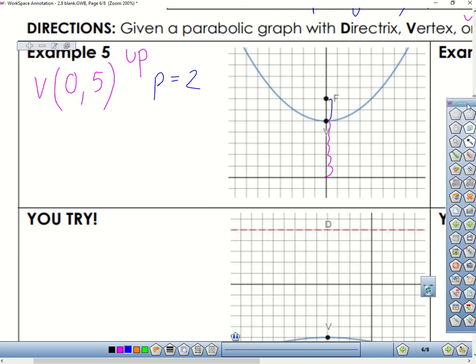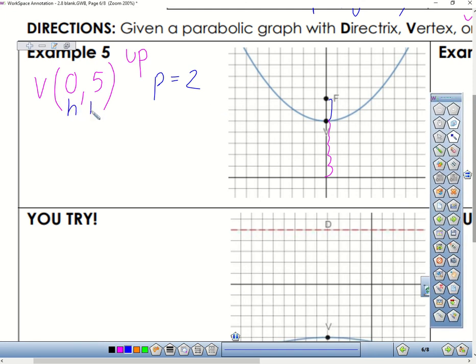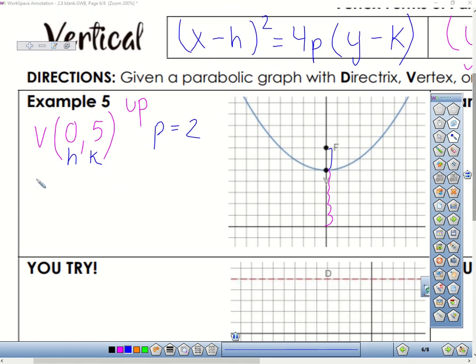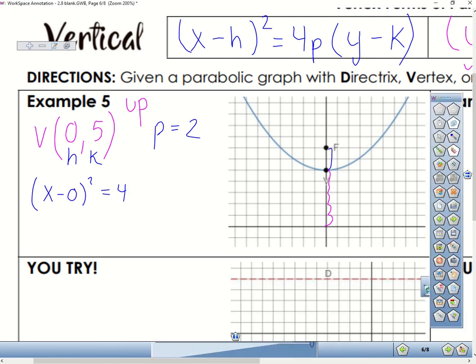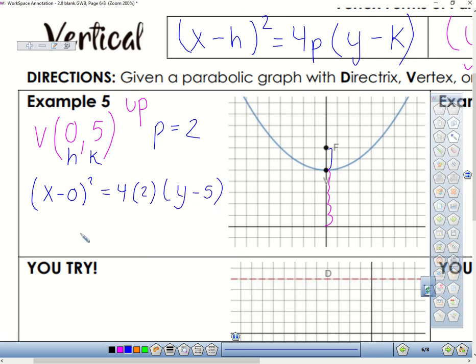So now that you know V and P, V is always (H, K), and P is 2. So all you have to do now is plug it in. So this is x minus 0 squared equals 4 times P. Oh, I know P. I don't know why I wrote P in. Sorry. 2 times y minus 5. So I just simplify this, and I get x squared, because x minus 0 is just x. x squared equals 8 times (y minus 5).